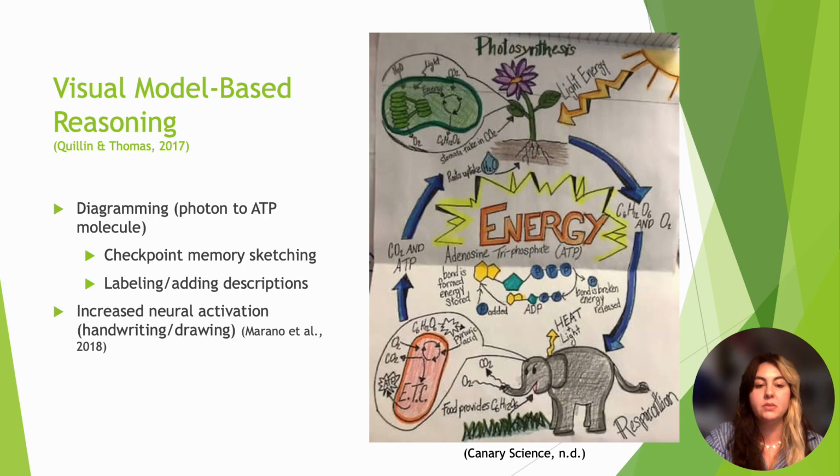Also, handing them diagrams and asking them to label things or add descriptions shows you their comprehension of what they're looking at. Are they able to tell you what they're looking at? Are they retaining that information? And then, as was mentioned previously, there's increased neural activation that's widely been studied through the use of handwriting and drawing over things like typing. So, this is a method that can be utilized in instruction to maintain longer term retention and comprehension.